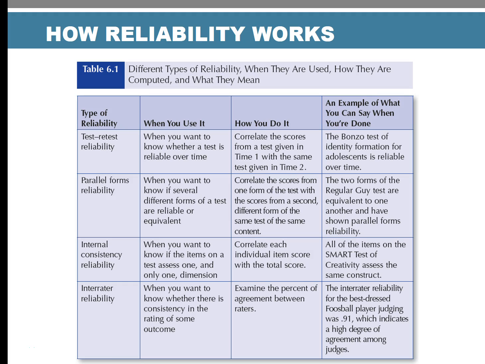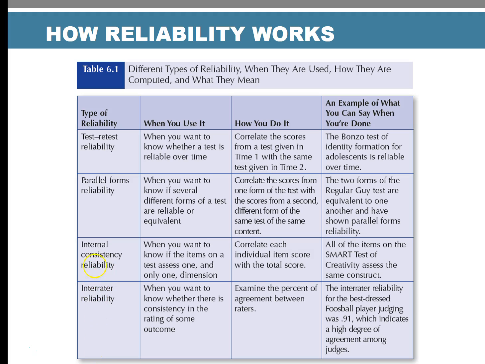So between 0 and 1, I'll have a correlation that tells me how similar these items are. And with test-retest reliability, parallel forms reliability, and internal consistency reliability, I'm using correlations, or looking at the relationship between the two items, to assess how consistent they are.